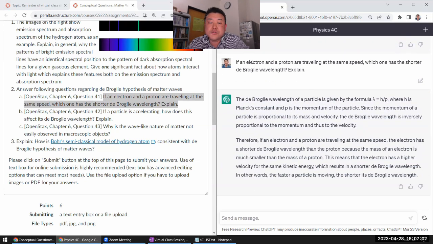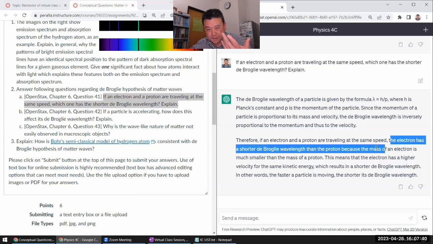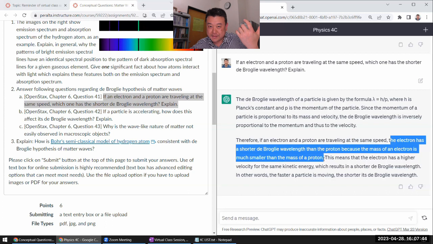Traveling at the same speed, so the proton should have a shorter de Broglie wavelength, which depends on momentum, mass and velocity, right? Wait, did I mistake it? No, so I don't know, you missed. It gave you the correct formula. Wavelength is Planck's constant divided by momentum. So greater momentum means shorter wavelength. Because the proton has greater mass, it should have greater momentum if it's at the same speed. So the proton should have a shorter wavelength. And it somehow got this wrong. It got everything else right except for this small mathematical part.